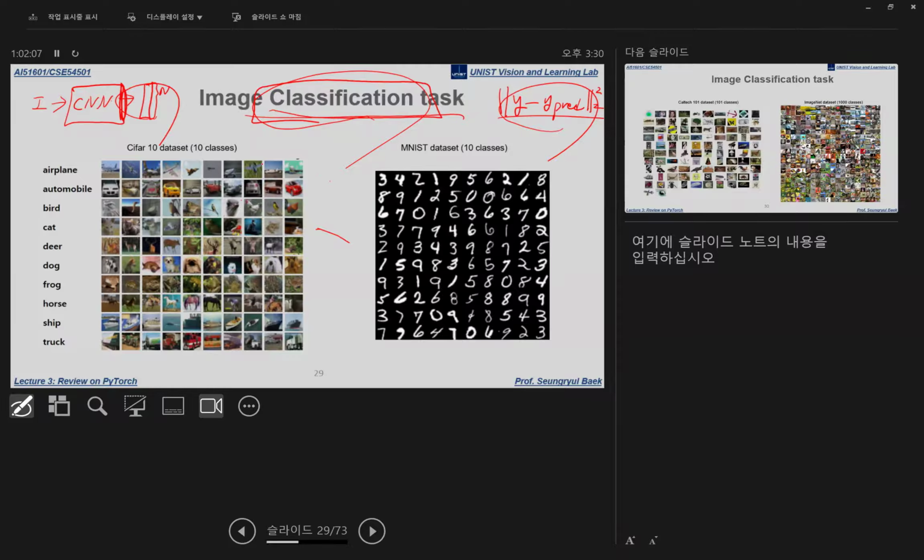And image classification, as I mentioned previously, is the task of classifying images according to the main object. Okay, so for example, these images have an airplane, an automobile. So we are classifying these images according to their main object. And also these images have some digit, so we will classify these images according to the digit they contain.